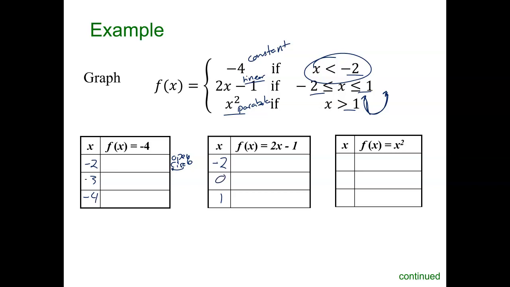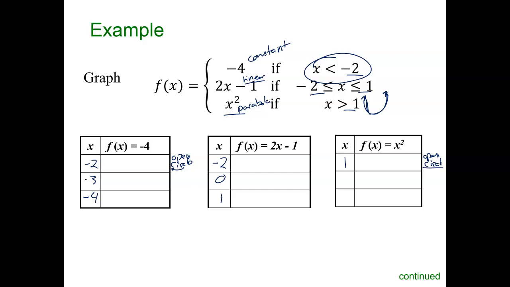You could do -1 too. Either one. Doesn't matter. Live your best life. None of those are going to be open circles. All of those are going to be closed because of the or equal to. What point do I need to include with my third rule? 1. Is that going to be an open circle or a closed circle? Open.